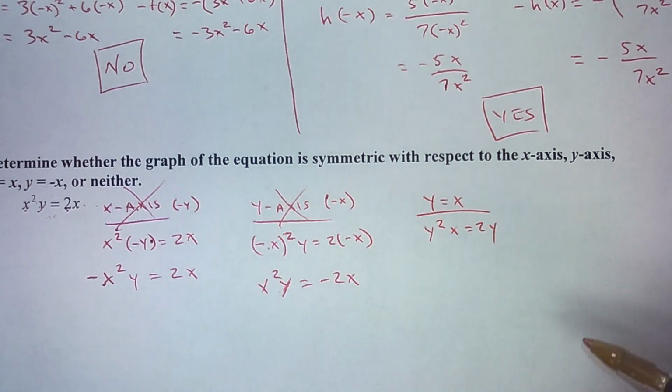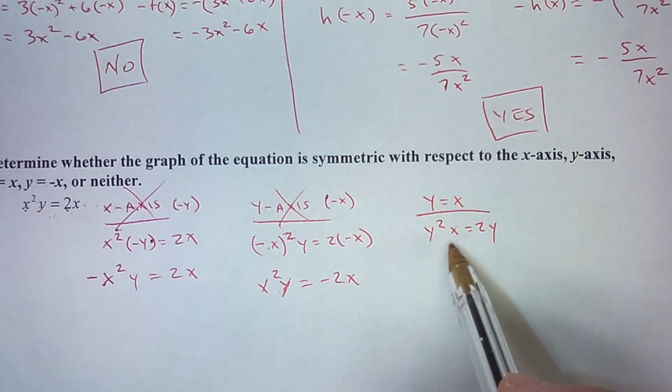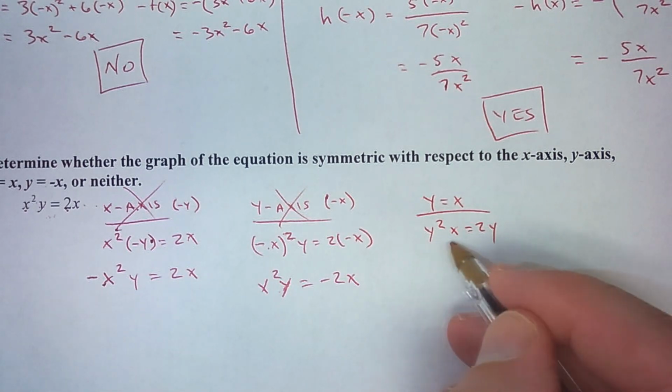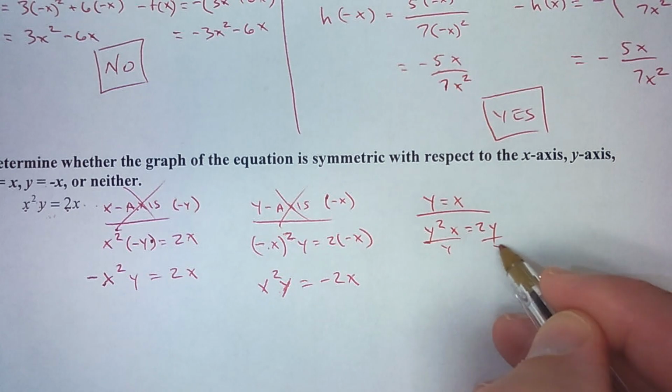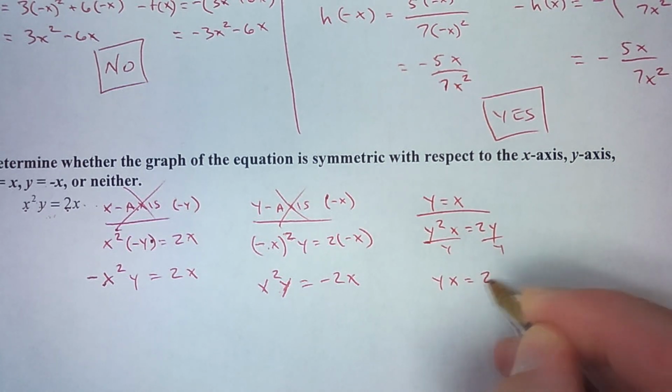Okay, so in order to do that, let's try to make the left sides match and just see what happens to the right side. So let's divide both sides by y. And that gives me yx equals 2.